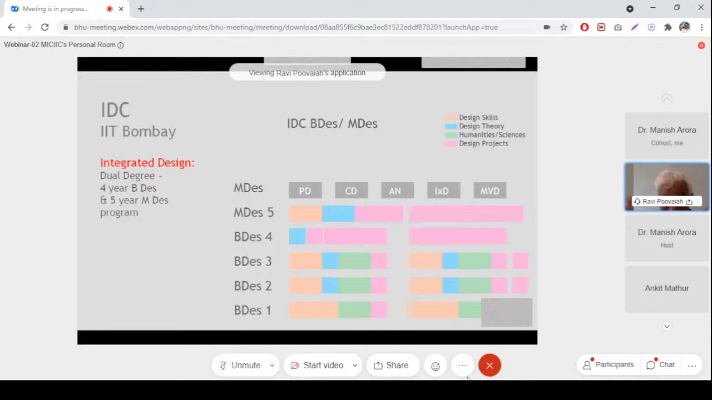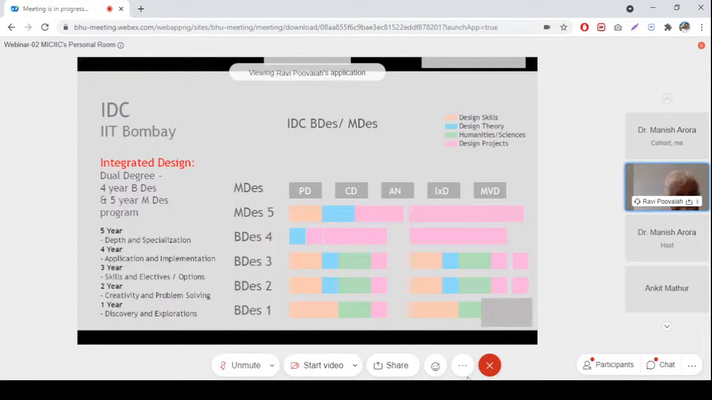In the first four years, they actually don't specialize. They learn all the disciplines, and they do a bit of specialization when they go to the fifth year. In fact, they get a BDES, and if they do the fifth year, they get an MDES also. So again, a very unique program, thought out typically from the needs of our own country. It's not an adopted model from anywhere.